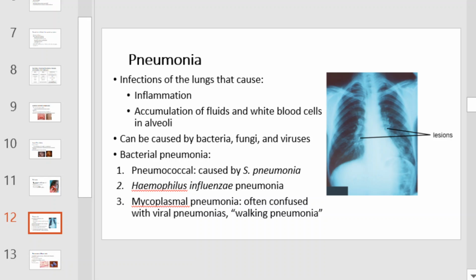Pneumonia. Pneumonia are infections of the lungs that cause inflammation and the accumulation of fluids and white blood cells in the alveolar sacs. It can be caused by bacteria, fungus, and viruses. Bacterial pneumonia is caused by pneumococcal pneumonia, Haemophilus influenzae pneumonia, or mycoplasmal pneumonia, which is often confused with viral pneumonias, such as walking pneumonia.